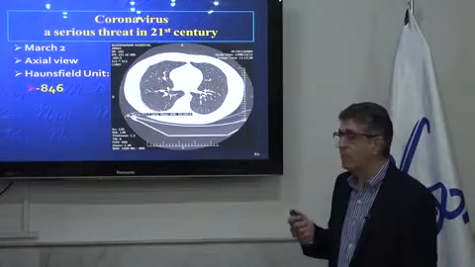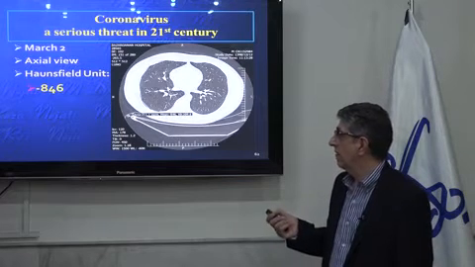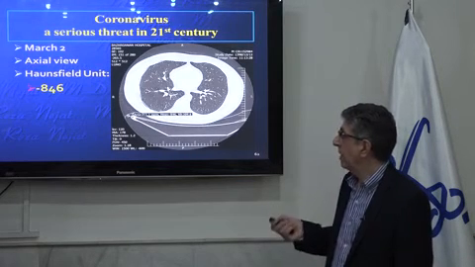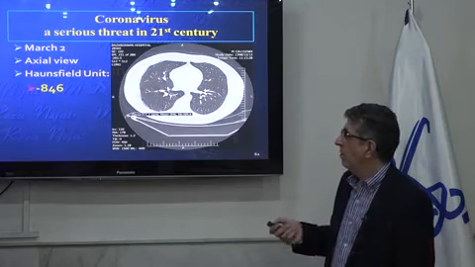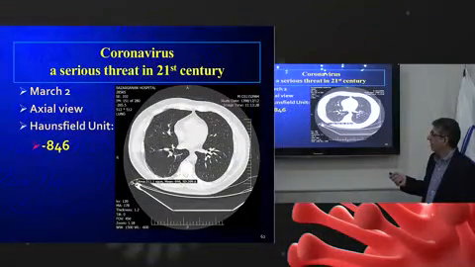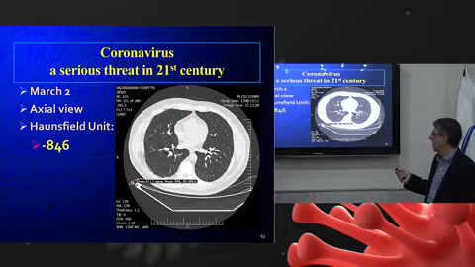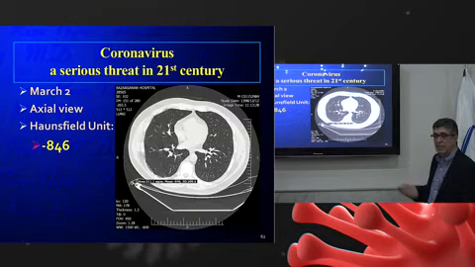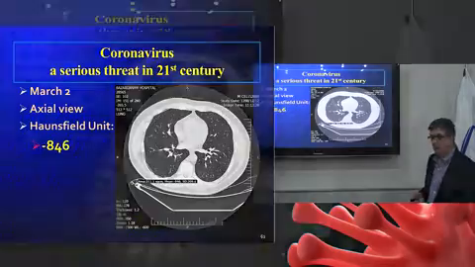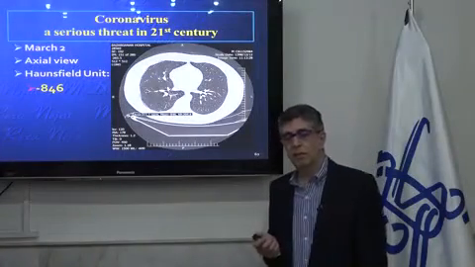Okay, I used Hounsfield units for describing the CT scan of this patient. On March 2nd, you can see the axial view of this patient. Although you cannot see the consolidation that resided in this area, the average or mean Hounsfield unit, or CT number, is about minus 846. What is a Hounsfield unit?